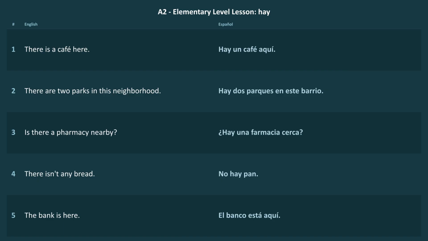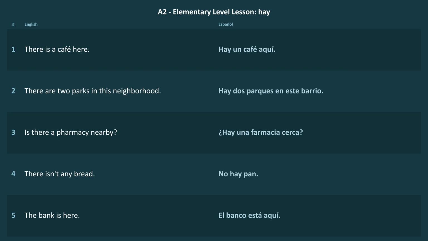Let's make it visual. Imagine you're walking through a neighborhood. You look around and point things out. Hay una tienda. There's a store. Hay un parque. There's a park. Hay muchos coches. There are many cars. Hay gente. There are people. When you're introducing what exists in the scene, hay is your go-to word.